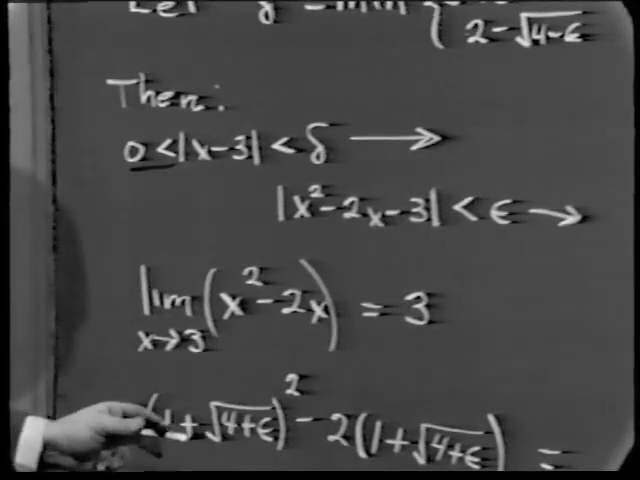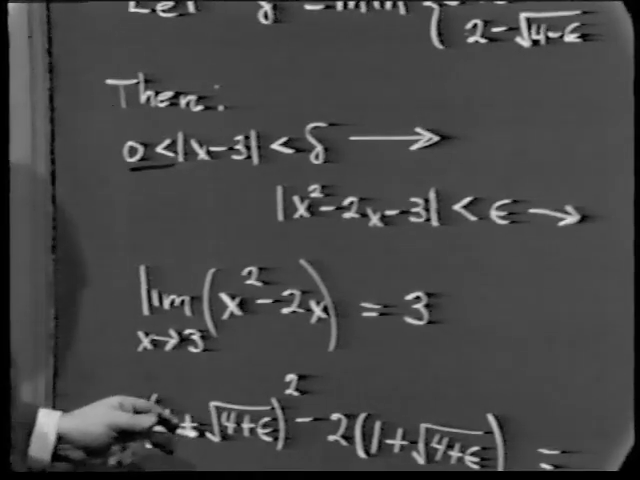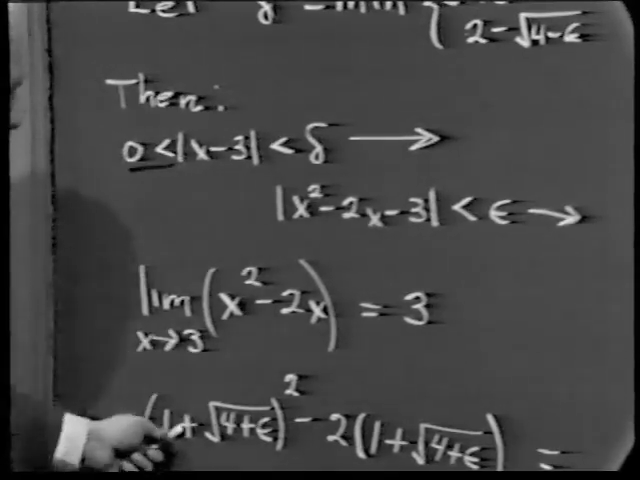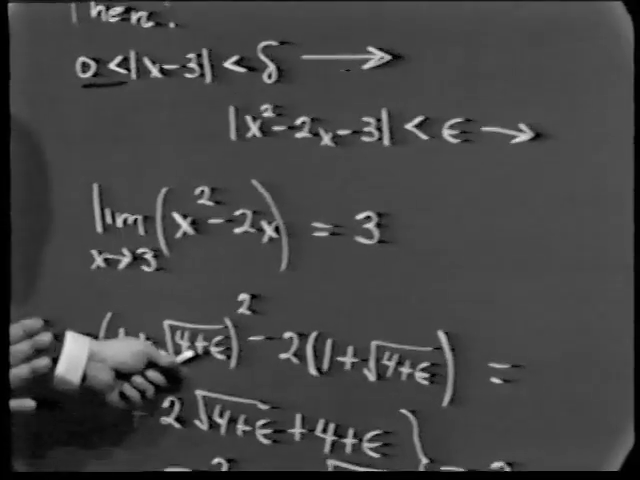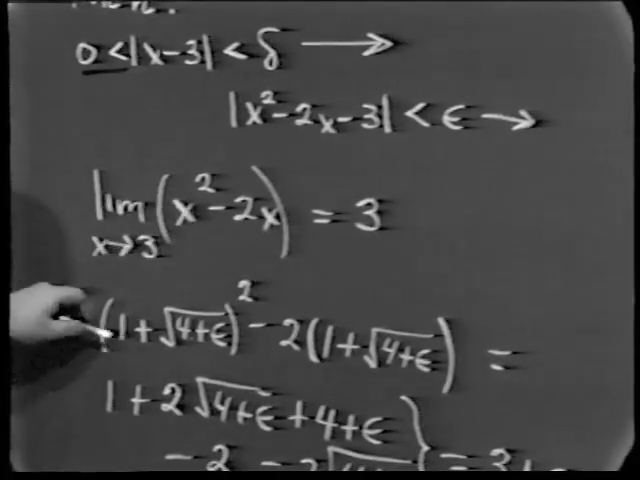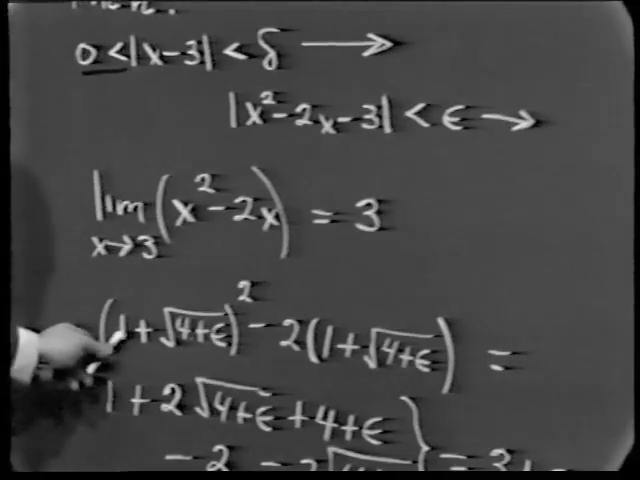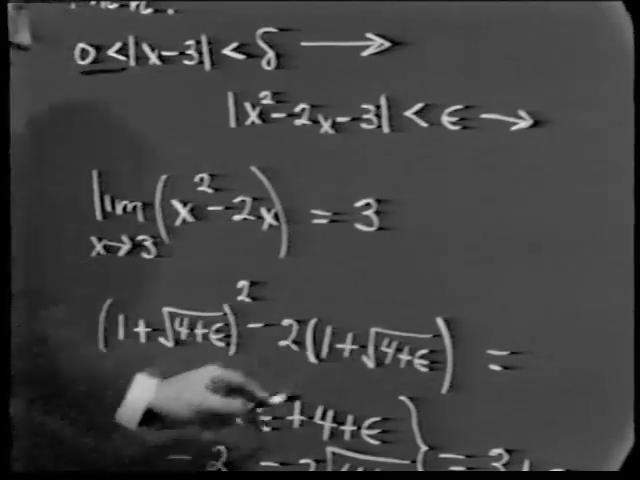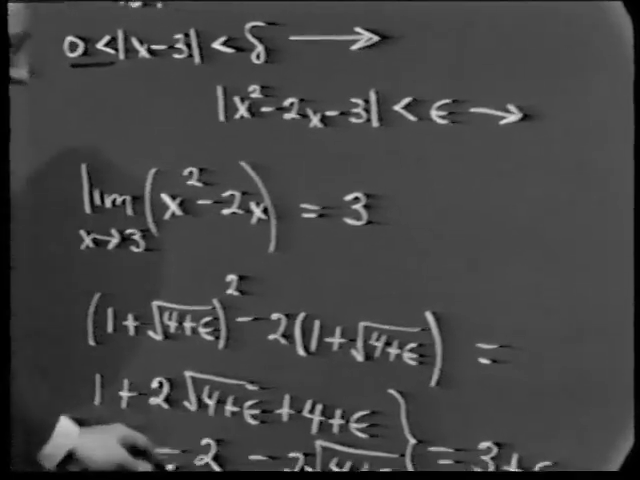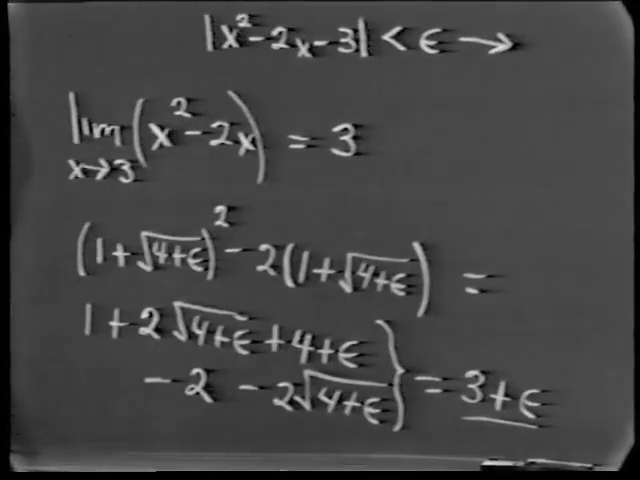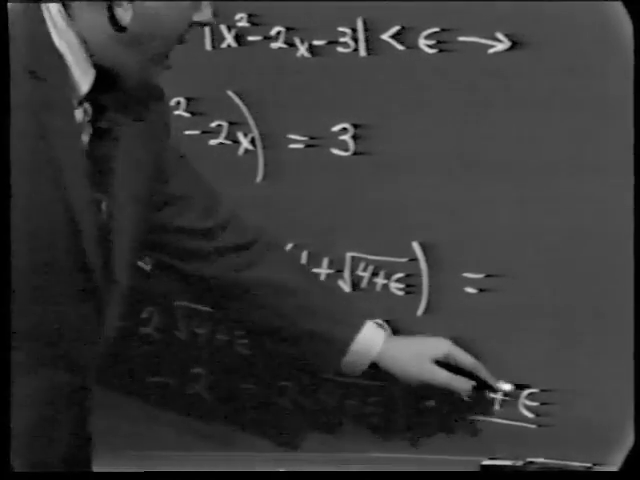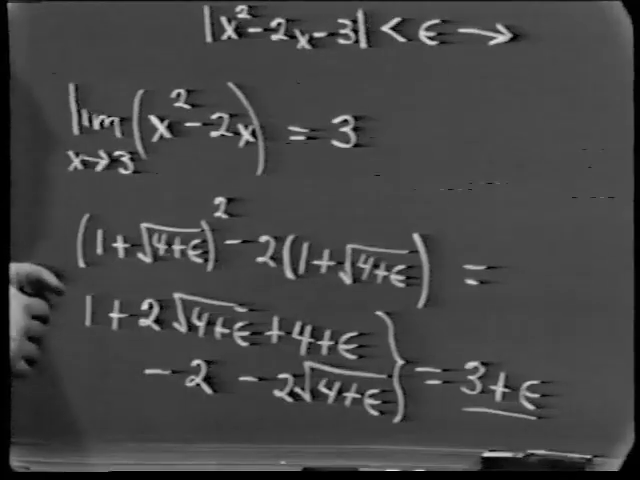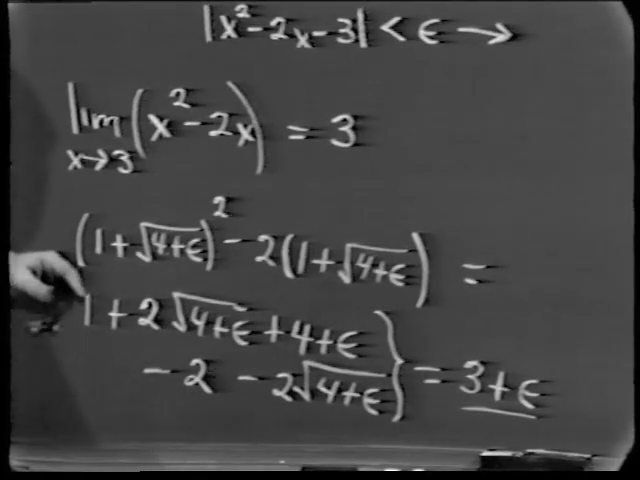For someone who wants more concrete evidence, I think all one has to do is, for example, take a number like 1 plus the square root of 4 plus epsilon. That is the widest point on our interval. And actually plug that in for x. And go through this computation of squaring 1 plus the square root of 4 plus epsilon, subtracting twice 1 plus the square root of 4 plus epsilon. Carry out that computation, and you get what? 3 plus epsilon. That using the upper extreme, you wind up in excess of 3 by epsilon. Which, by the way, is exactly what's supposed to happen.